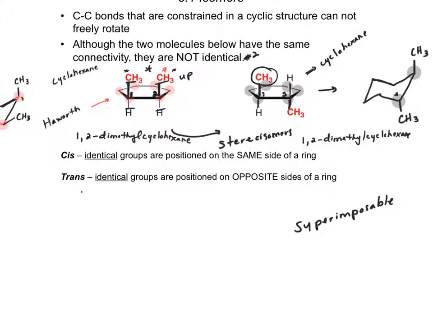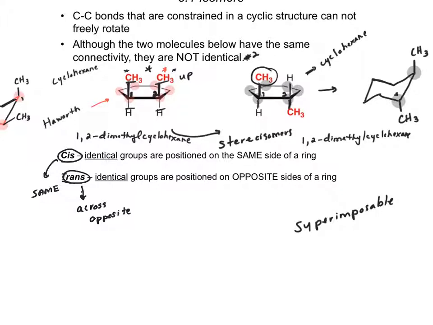And so to do this, to denote whether we have both of the methyls in the up position versus one methyl in the up, one methyl in the down, we use what is called cis-trans nomenclature, okay? So cis is Greek, I think, or Latin for same. And trans is Latin for different, or across, or opposite.